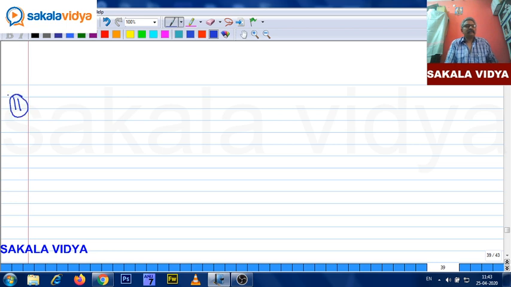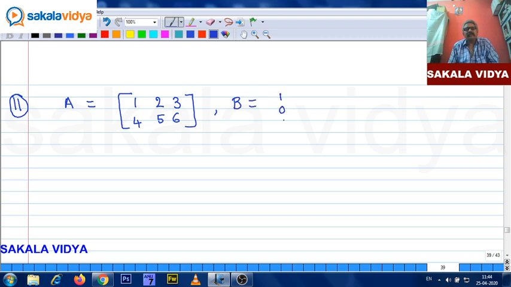Next, the 11th one. A equals 1, 2, 3, 4, 5, 6. This is a 2 by 3 matrix. B equals 1, 0, 5. Then you need to find the product of A and B, AB.